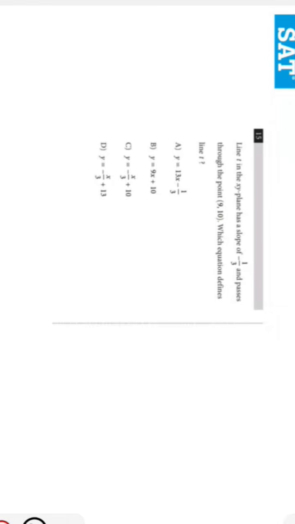Friends out there, let's see if you can solve this SAT math question with me or not. So the question reads that the line T in the xy plane has a slope of negative 1 upon 3 and passes through the point (9, 10). Which equation defines the line T?